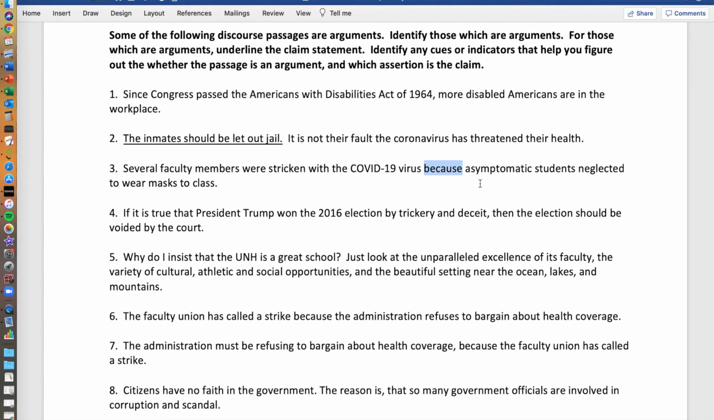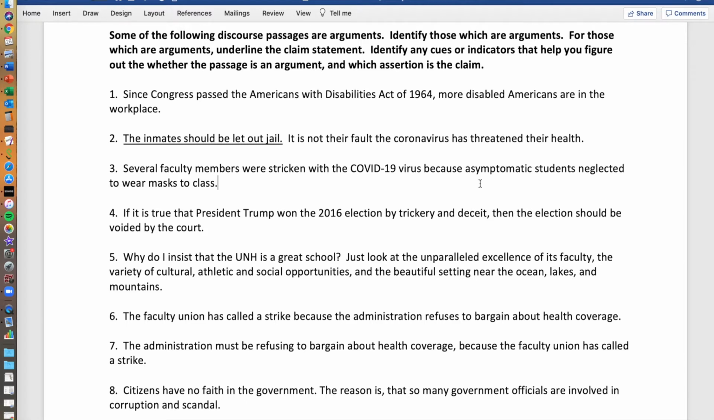Rather, because here simply gives the reason why something happened. It doesn't prove that it happened. It only explains why it happened, right? So it's the other meaning for the word because, not indicating inference making or arguing, but rather simply offering an explanation. So it's the explanation for why several faculty members were stricken with the COVID-19 virus because asymptomatic students neglected to wear masks to class. So not an argument, simply an explanation of why the faculty members took ill, not proving that they are ill.